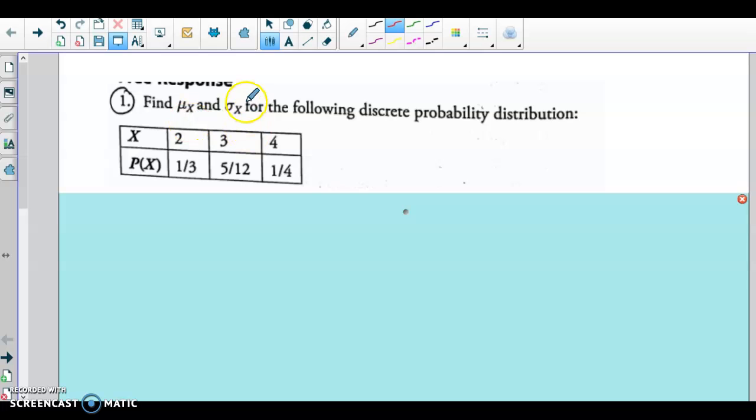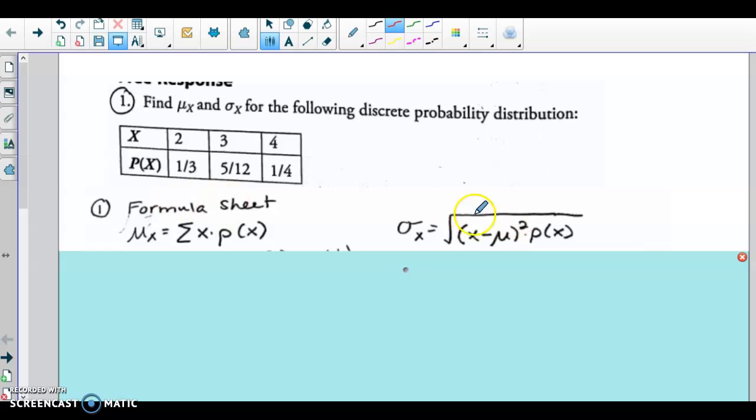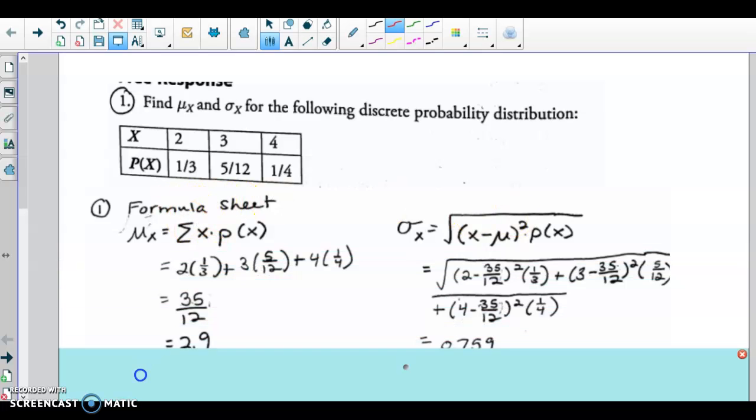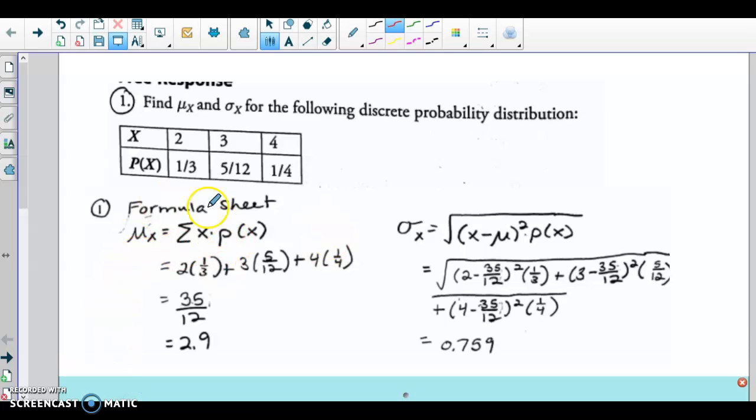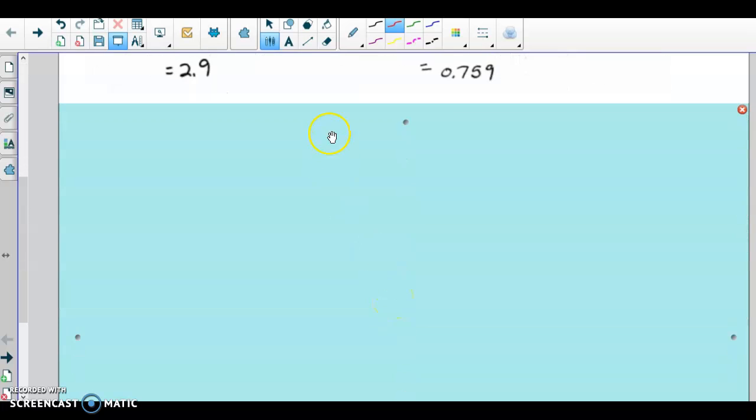Find mu of x and sigma x for the following discrete distribution. These formulas are both on the formula sheet, so I'm not going to spend any time on this. I just want you to know that they're on the formula sheet. So I can calculate the mean easily, even the standard deviation pretty easily, just knowing the formulas.